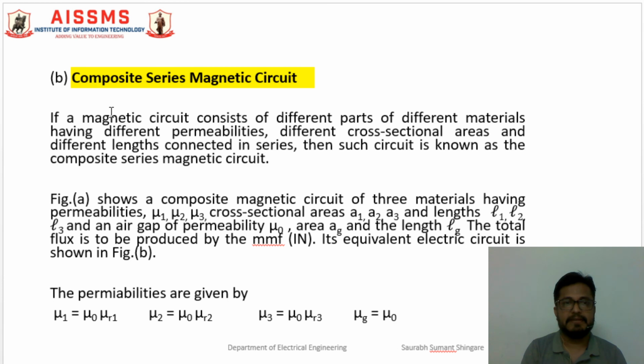Now let us see the second category of series magnetic circuit, that is composite series magnetic circuit. Now what is this composite series magnetic circuit? If a magnetic circuit consists of different parts of different materials having different permeabilities, different cross-sectional areas and different lengths connected in series, then such a circuit is known as the composite series magnetic circuit.